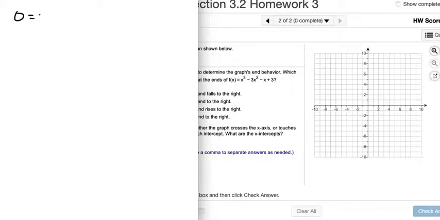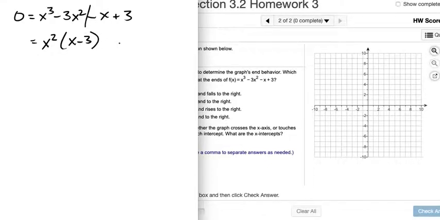So 0 equals x to the third minus 3x squared minus x plus 3. For four terms, that means we're going to use factoring by grouping. So split it into two groups. That's going to be x squared times x minus 3. X squared is the GCF. And then over here, we're going to have x minus 3 and a minus 1 in front. So I get two factors, x squared minus 1 and x minus 3.